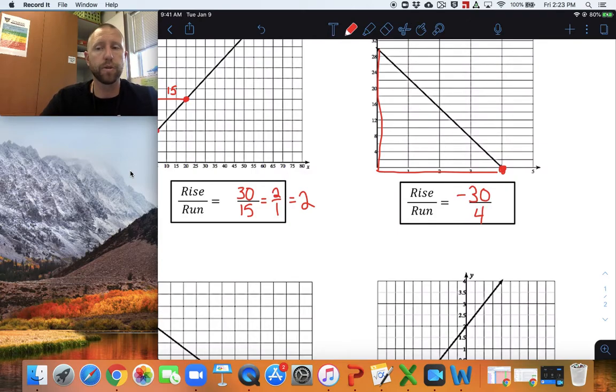Now both of those numbers are even, so I can simplify that. 2 goes into both of those. 2 goes into 30 15 times, and since it's a negative, it's negative 15. 2 goes into 4 twice. And then I can't simplify that any further.